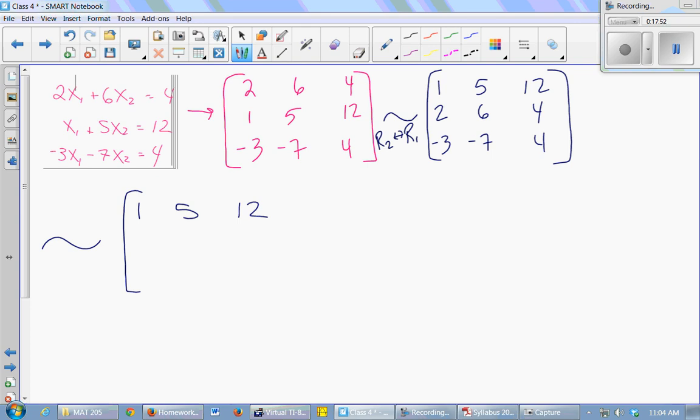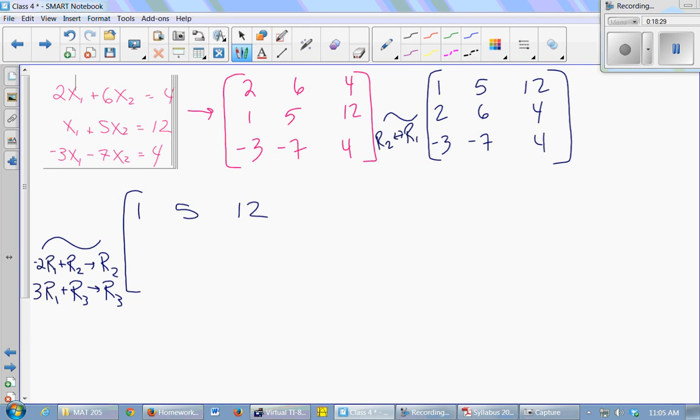I'm going to do 3 times row 1 plus row 3 to knock out the 3 in the bottom. And I'm going to do -2 times row 1 plus row 2 to knock out the 2. So I'll write them both down. -2 row 1 plus row 2 will be my new row 2, and 3 row 1 plus row 3 will give me my new row 3. So I'm going to get a new row 2 and a new row 3 in one step here.